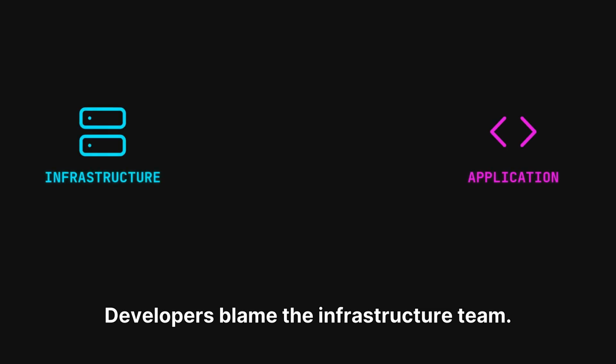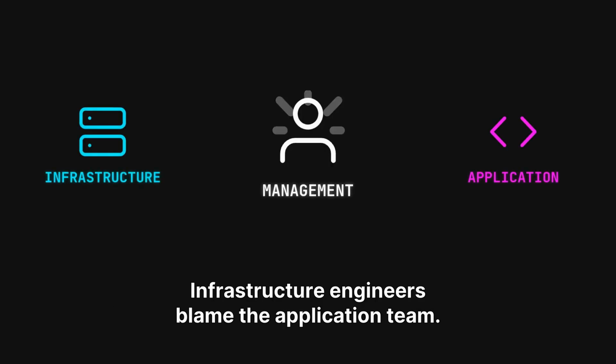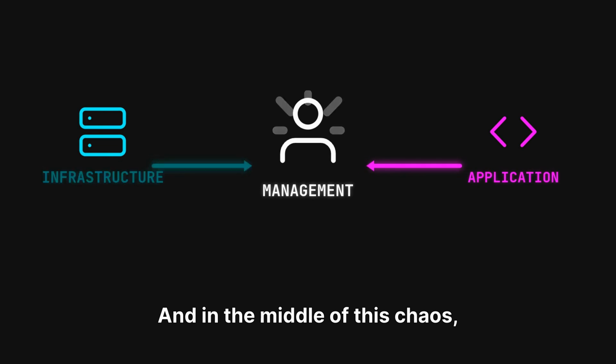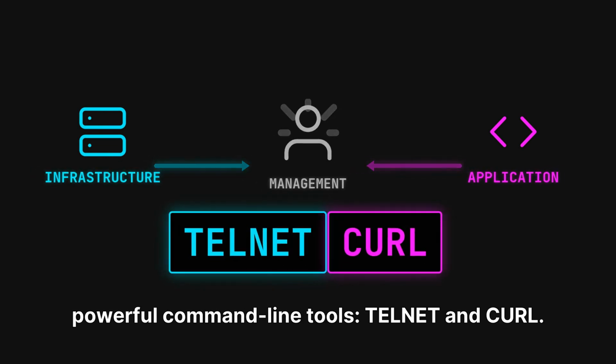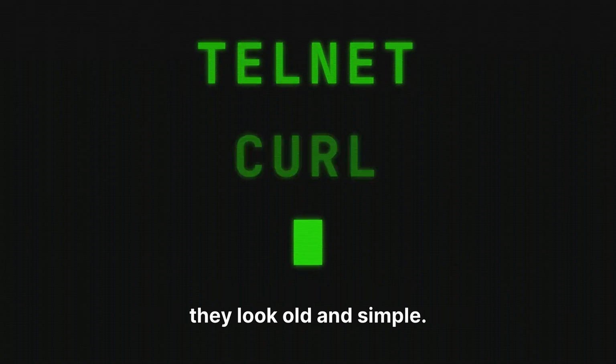Developers blame the infrastructure team. Infrastructure engineers blame the application team. And in the middle of this chaos, experienced engineers begin troubleshooting using two extremely powerful command line tools, telnet and curl. Now, most beginners underestimate these tools because they look old and simple.